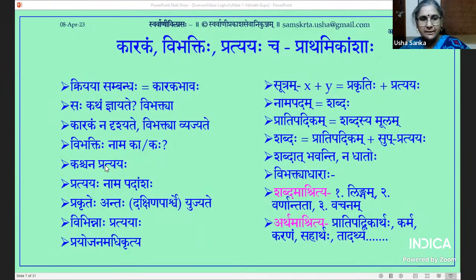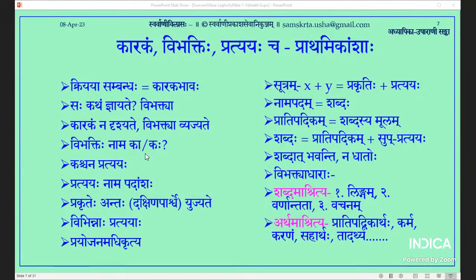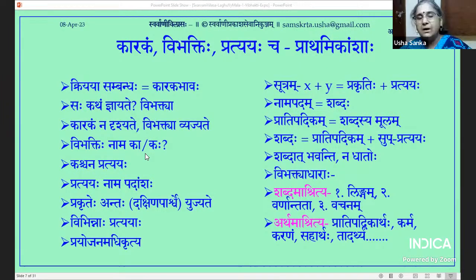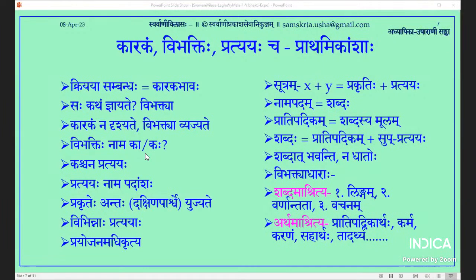Madam, can we write down the formal definition of karaka? Formal definitions are not the objective of these lessons. Only understanding is the objective. So you can write: the concept is karaka. What cannot be seen is karaka, but what can be seen and heard is vibhakti. The idea is karaka, the expressor is vibhakti. That much you can write.